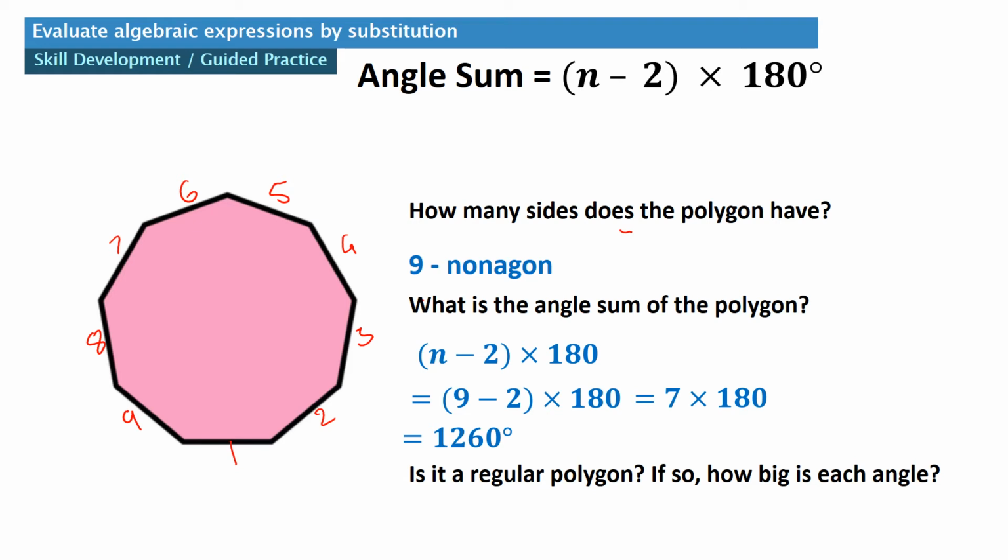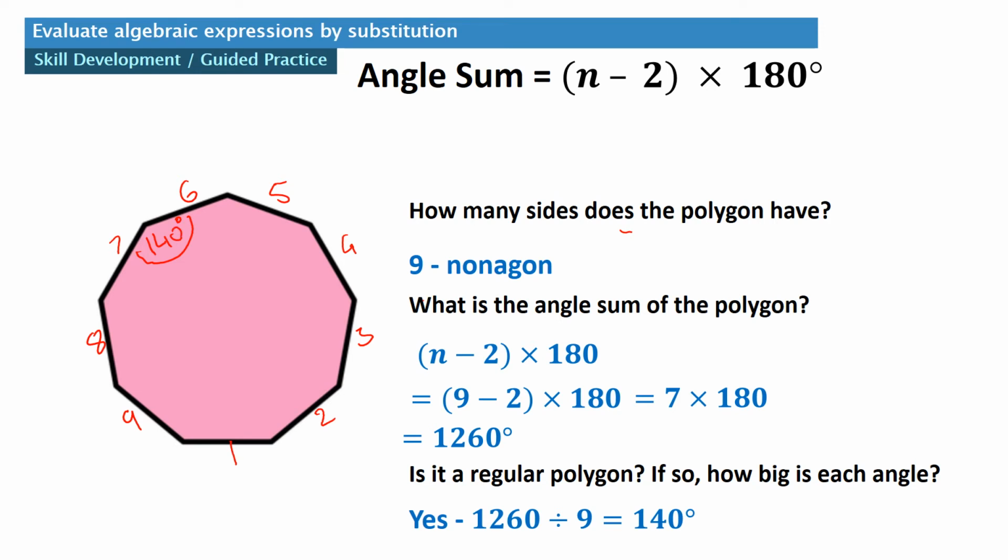So is it a regular polygon? And if so, how big is each angle? Well, just by looking at it, we can tell that each side is of equal length. So we can expect that each angle will be of equal size. Now, if each angle is going to be the same size, and we know that the interior angle sum is 1260, all we have to do is 1260 divided by 9, which gives us 140 degrees.